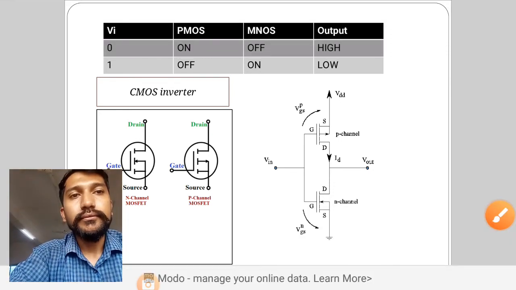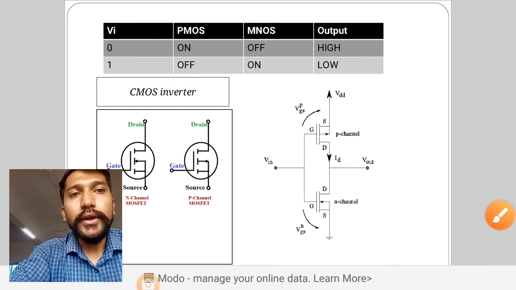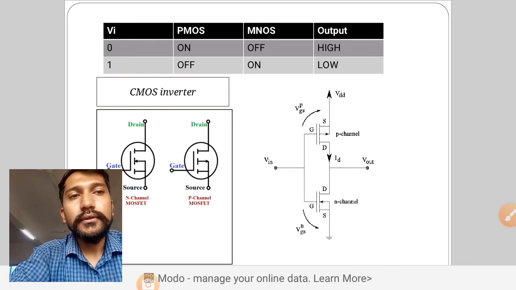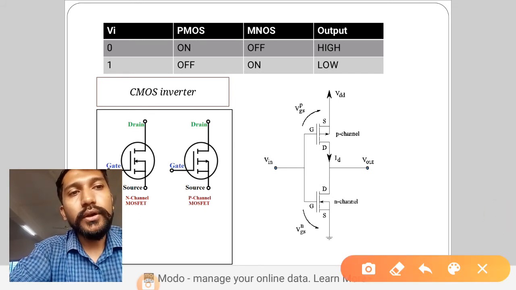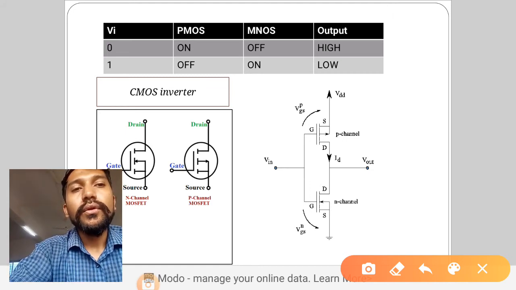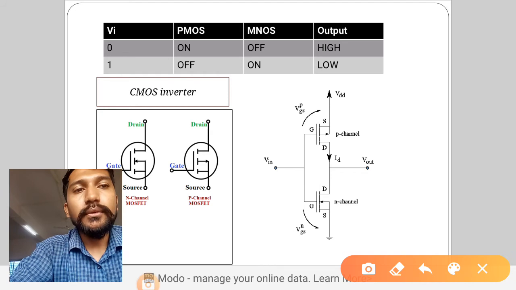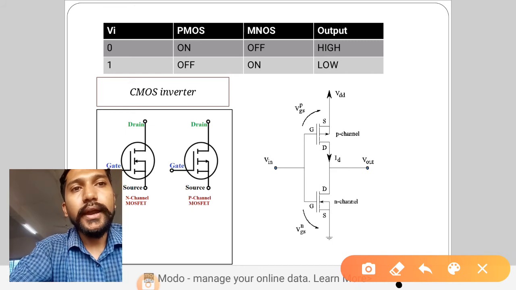Now let us see. Again I will be explaining to you. When I give input as 0, at that time my P channel is going to become on. At that time my output will obviously be high. When I give input equal to 1, at that time my P channel will become off, and my N channel will become on. So these are the conditions for a gate to become on and off.